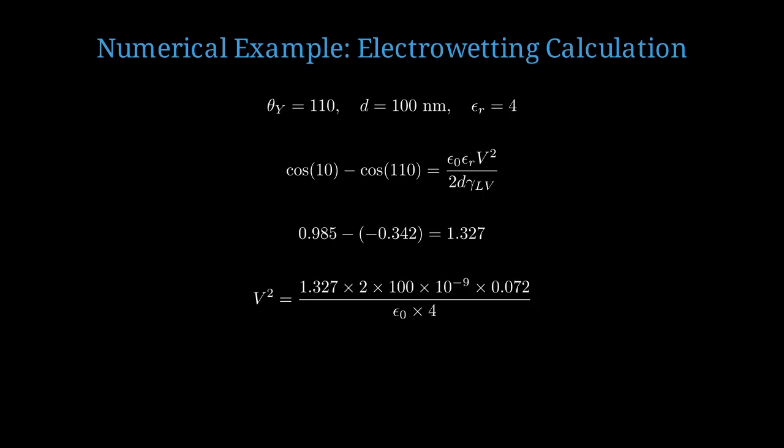Solving for V squared. V squared equals 1.327 times 2 times 100 times 10 to the negative 9 times 0.072 divided by epsilon 0 times 4. Epsilon 0 is 8.85 times 10 to the negative 12. Calculating this out gives V approximately 60 volts. This is a reasonable voltage for lab devices.